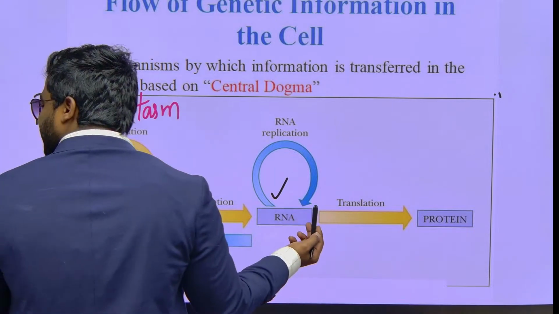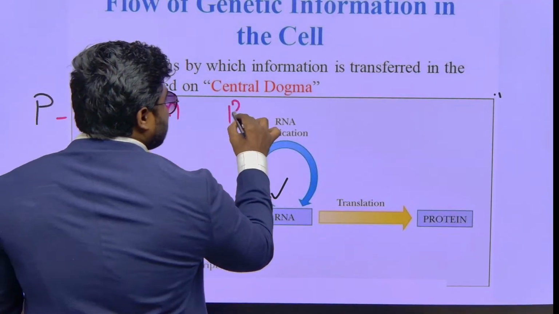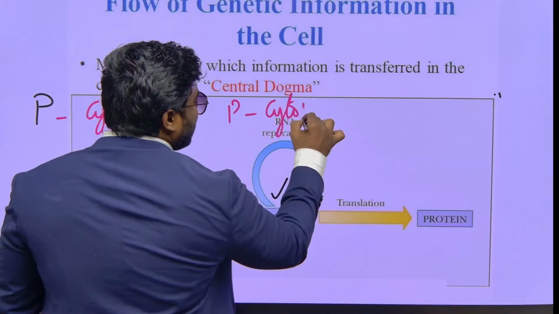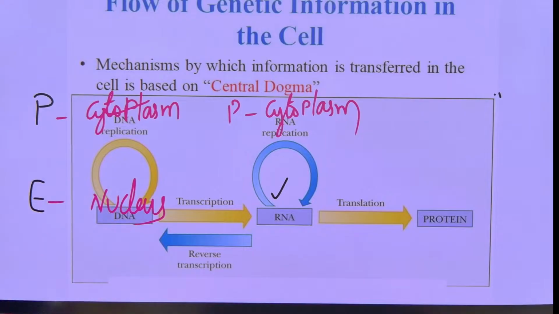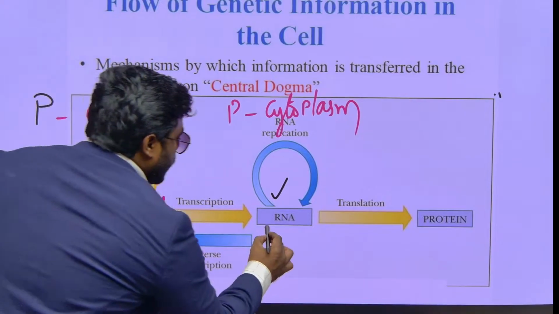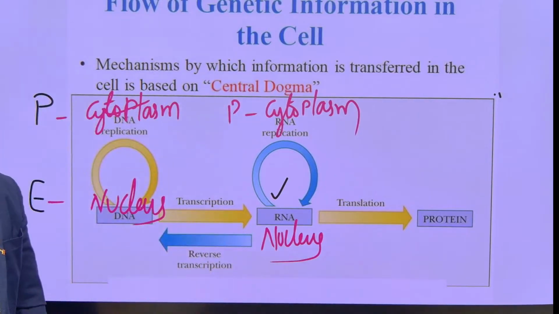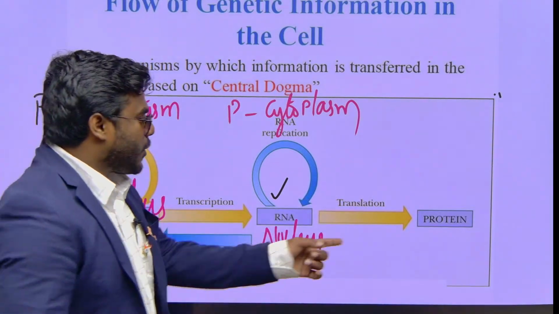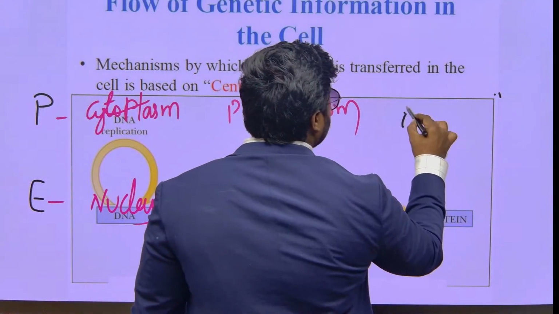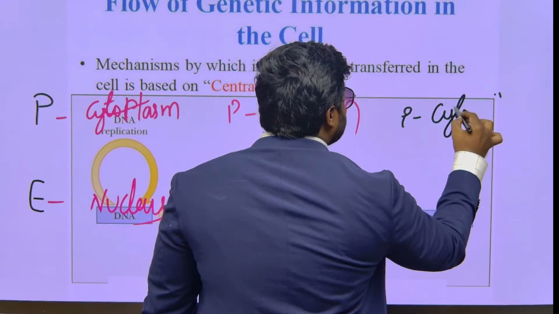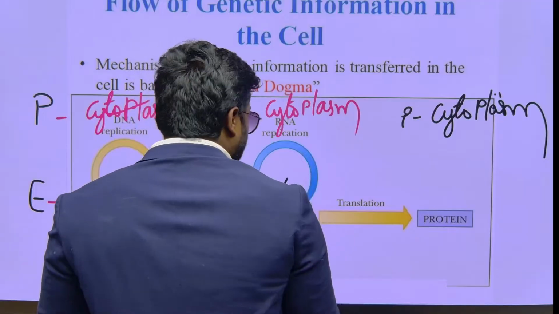Whereas in case of transcription, where does it happen in the prokaryotes? Cytoplasm, because it does not have anything except cytoplasm inside the cell. Then in case of eukaryotes, again it happens in the nucleus. Whereas in case of protein synthesis, which is also called translation, where does it happen in the prokaryotes? Cytoplasm. Every single reaction takes place in the cytoplasm. In eukaryotes? Cytoplasm.